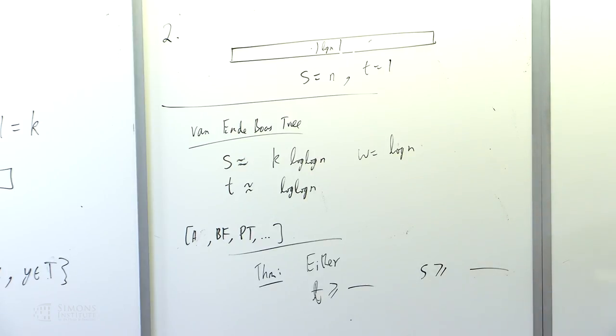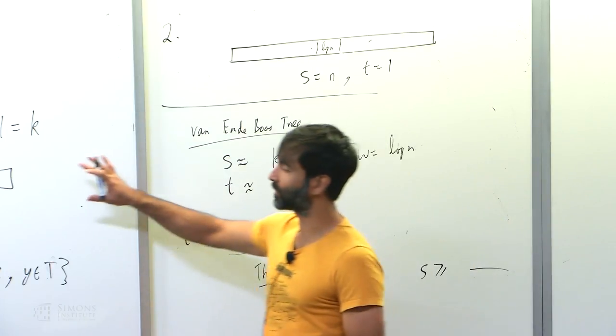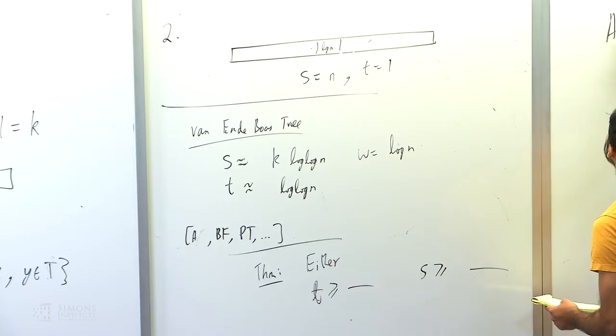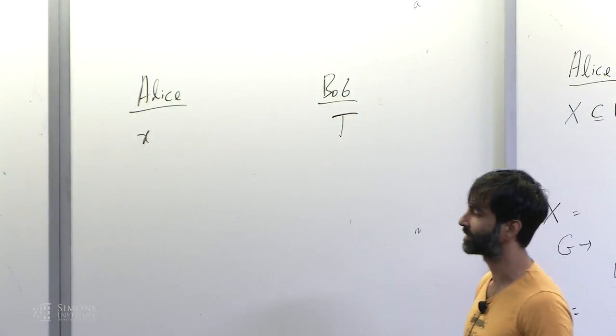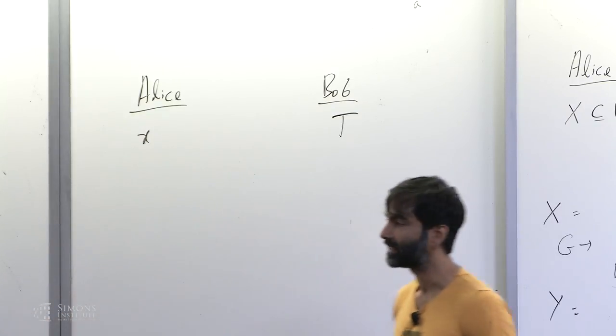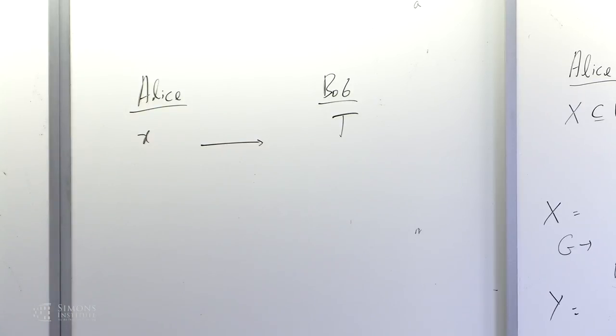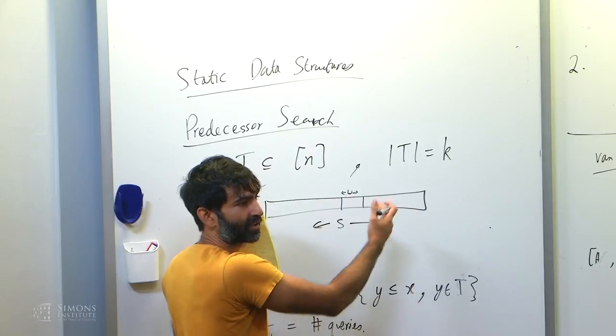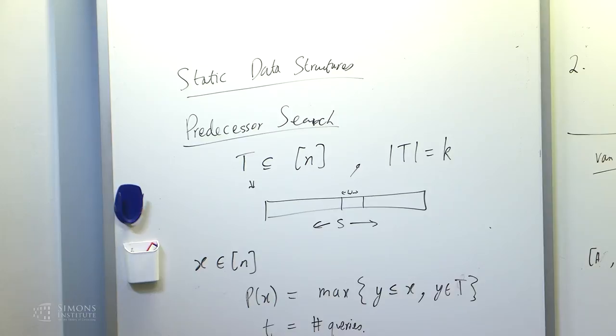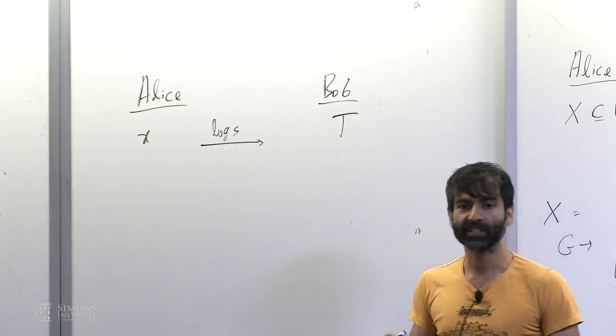Let's not worry too much about the calculations, but let's see how you can use communication to understand this. There is a communication protocol hiding in here. Suppose you have such a data structure and it has those parameters. Then consider the problem where Alice has X and Bob has T, and they want to compute this predecessor. The function here is exactly the same as what the data structure is asking you to evaluate. But what you get from any such data structure is a protocol. And that protocol looks like this. In the first step, this algorithm that makes T queries goes to some location in this data structure. So Bob knows the whole set T, so he will compute this array, all the entries of this array. And Alice has X. So what Alice will send Bob is just log S bits that indicate where she wants to make a query in the data structure.